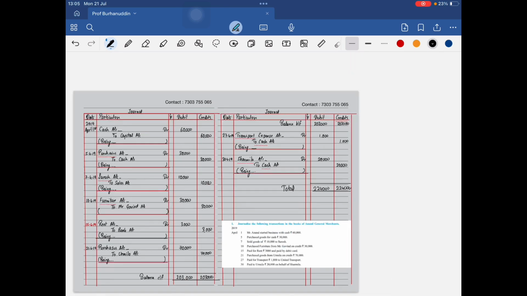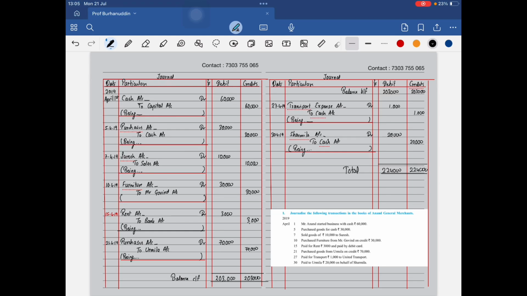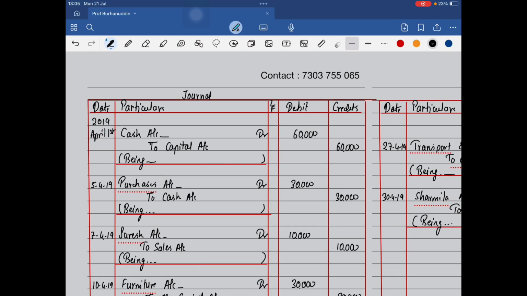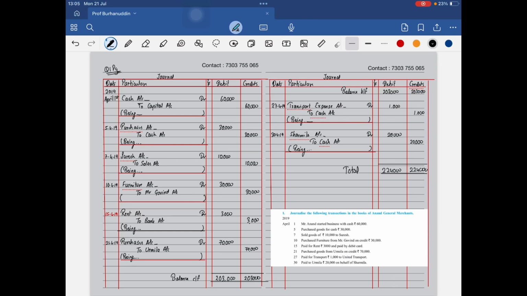Sure? Done. So this is question number one. I have the question also with you. Question number one, page number. I am going to share the screenshot of the question also, and you just have to write it down quickly, sir. Quickly start writing this in your notebook.